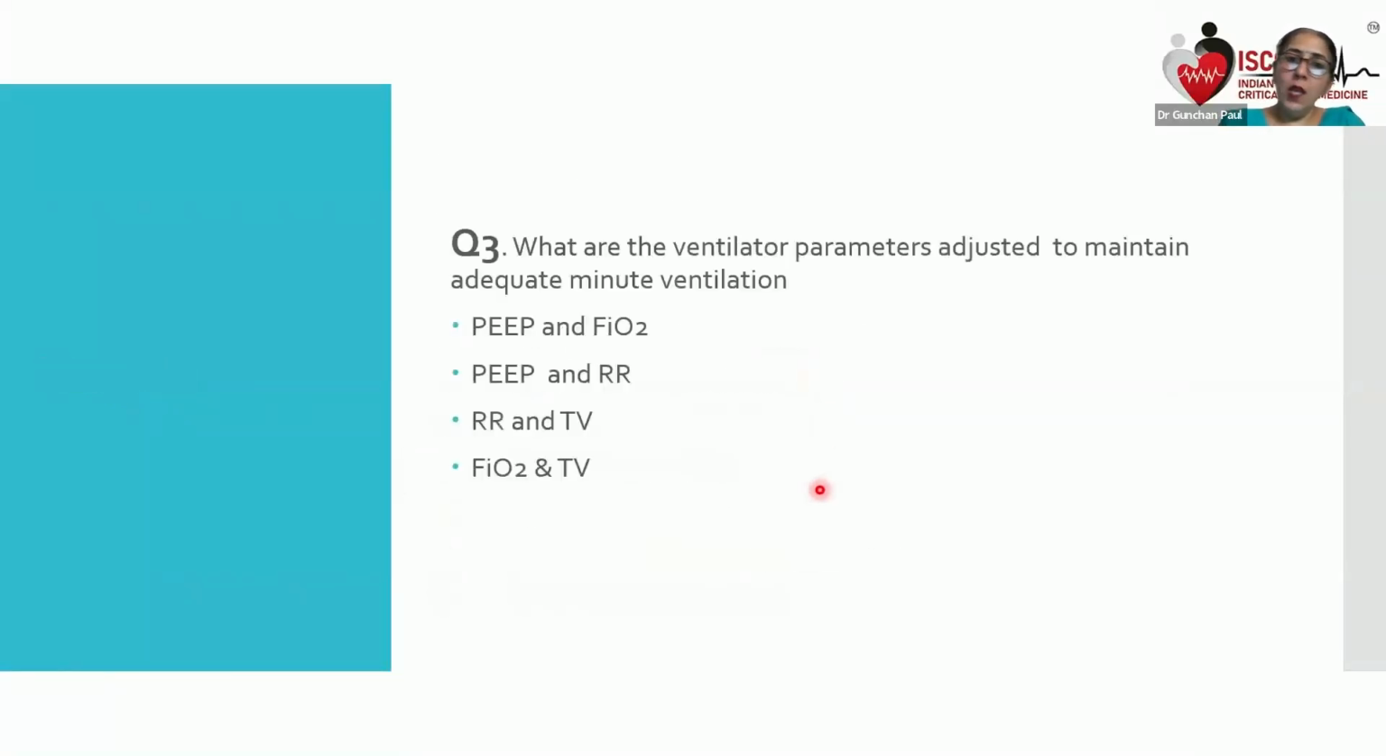So what are the ventilatory parameters I need to adjust when I need to maintain an adequate minute ventilation? If the PCO2 of the patient is rising and I think the minute ventilation is low, I want to adjust it. What parameters will I adjust? Will I adjust PEEP and FiO2? Or I'll adjust PEEP and respiratory rate? Or I'll adjust respiratory rate and tidal volume? Or I'll adjust FiO2 and tidal volume to maintain an adequate minute ventilation?